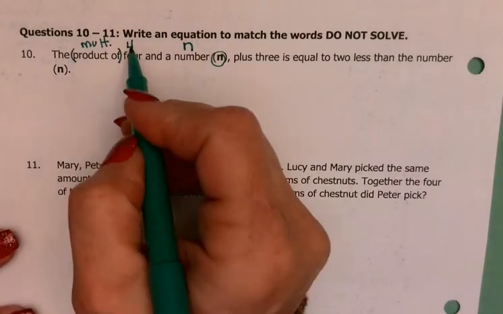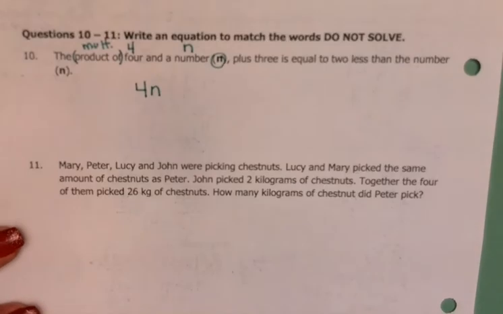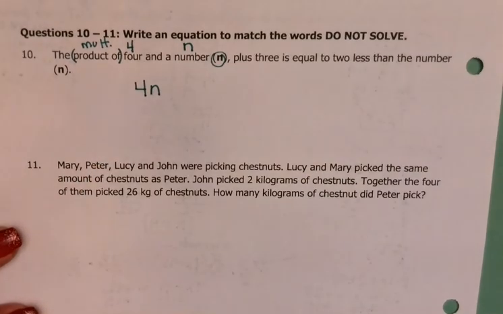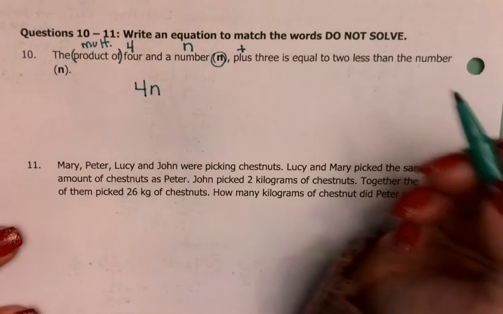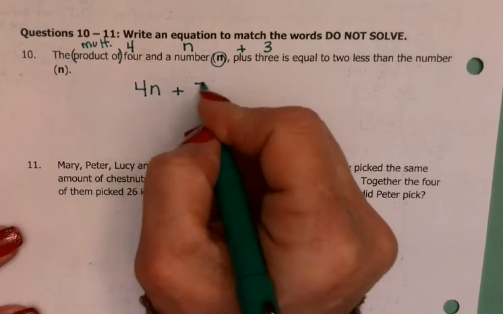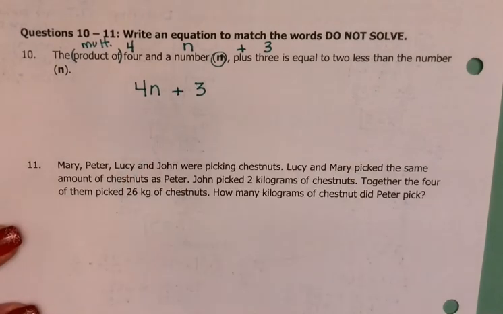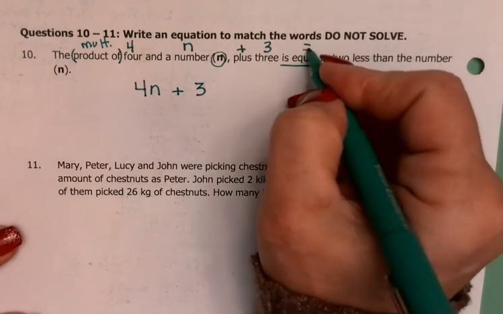So if I want to multiply 4 and n, I just say 4n. That means 4 times n. Then it says plus 3. Well, plus is the addition sign, and we have our number 3. So I'm going to add that behind my n. Then it says is equal to. Well, that's my equal sign.